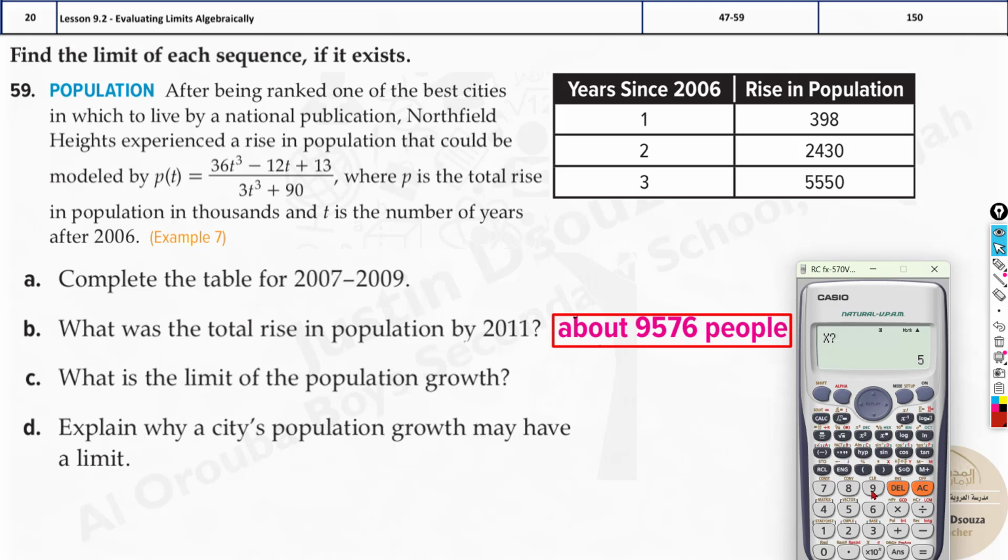What is the limit of the population growth? Limit means take a huge number, calculate at a huge number. So it's 12,000. 12 means it's in thousands. So 12,000 is the maximum population that can be accommodated in that particular city.